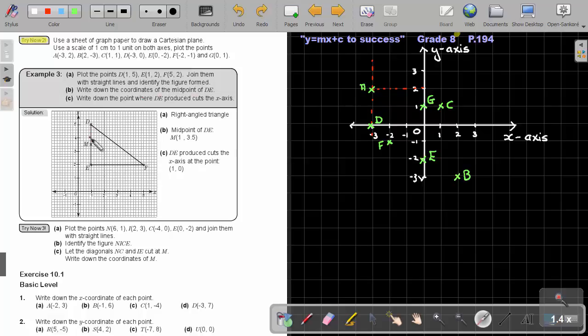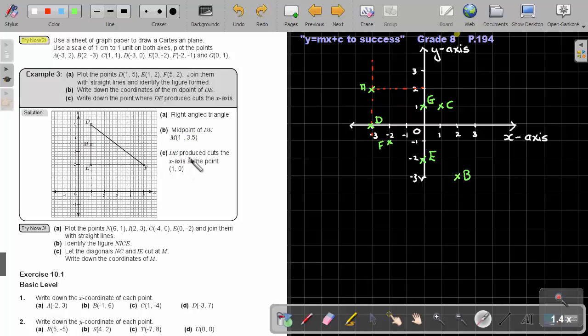So look at the units, it's 1, 2, 3. So it will be 1.5. So it's 1.5, that's M. And so we write down the coordinate of M. And what will be the coordinate of M? It will be go to the x-axis 1 and go to the y-axis. It's in between 3 and 4 in the middle. So it will be 3.5.